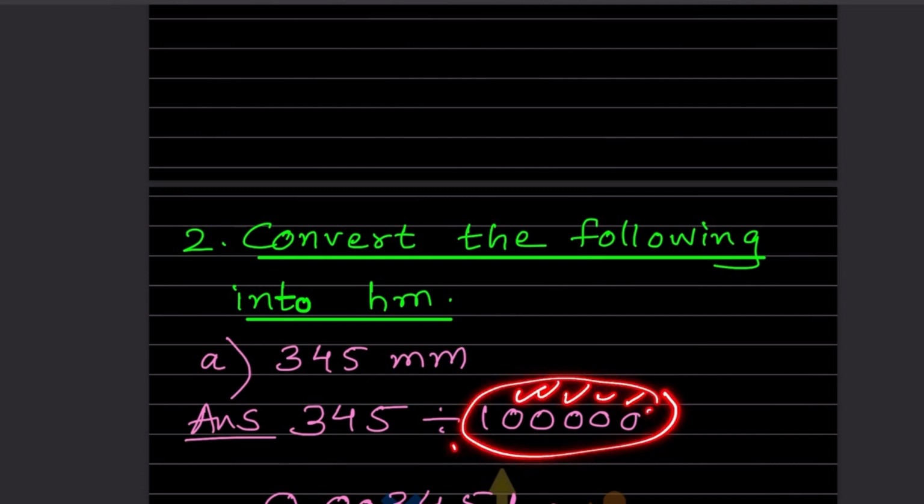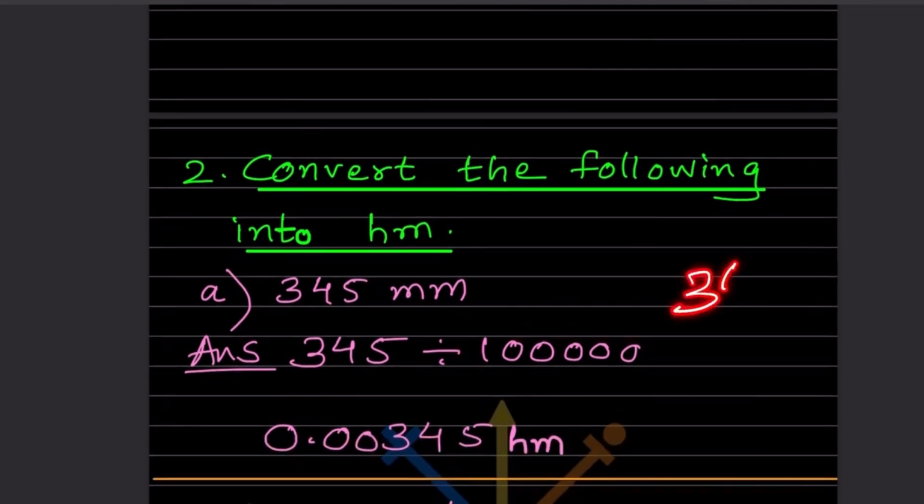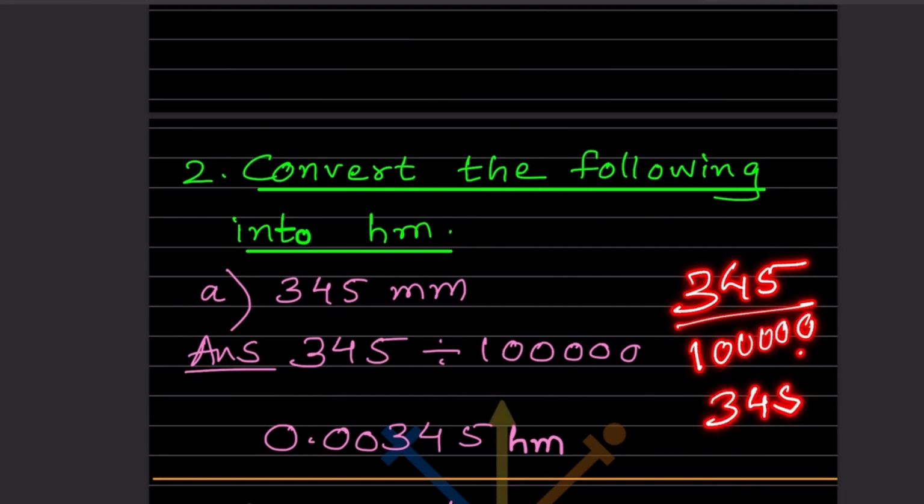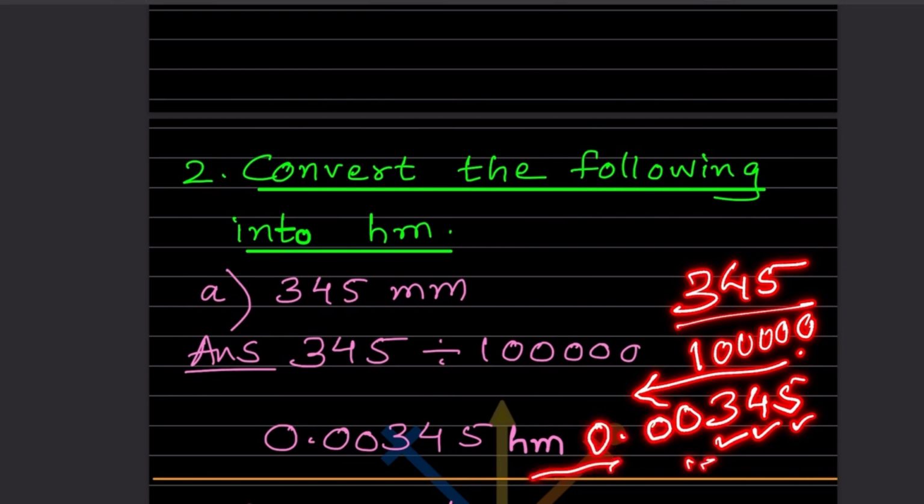Hope you got it. So we'll write it in the vertical way: 3, and then 1, 2, 3, 4, 5. So now how many zeros are here? 5. So you are going to write 345, and you are going to go backwards by 5 numbers. So 1, 2, 3. There are no numbers, which means you are going to put zeros here, and 0.00345. So did you get this? That is nothing but hectometer.